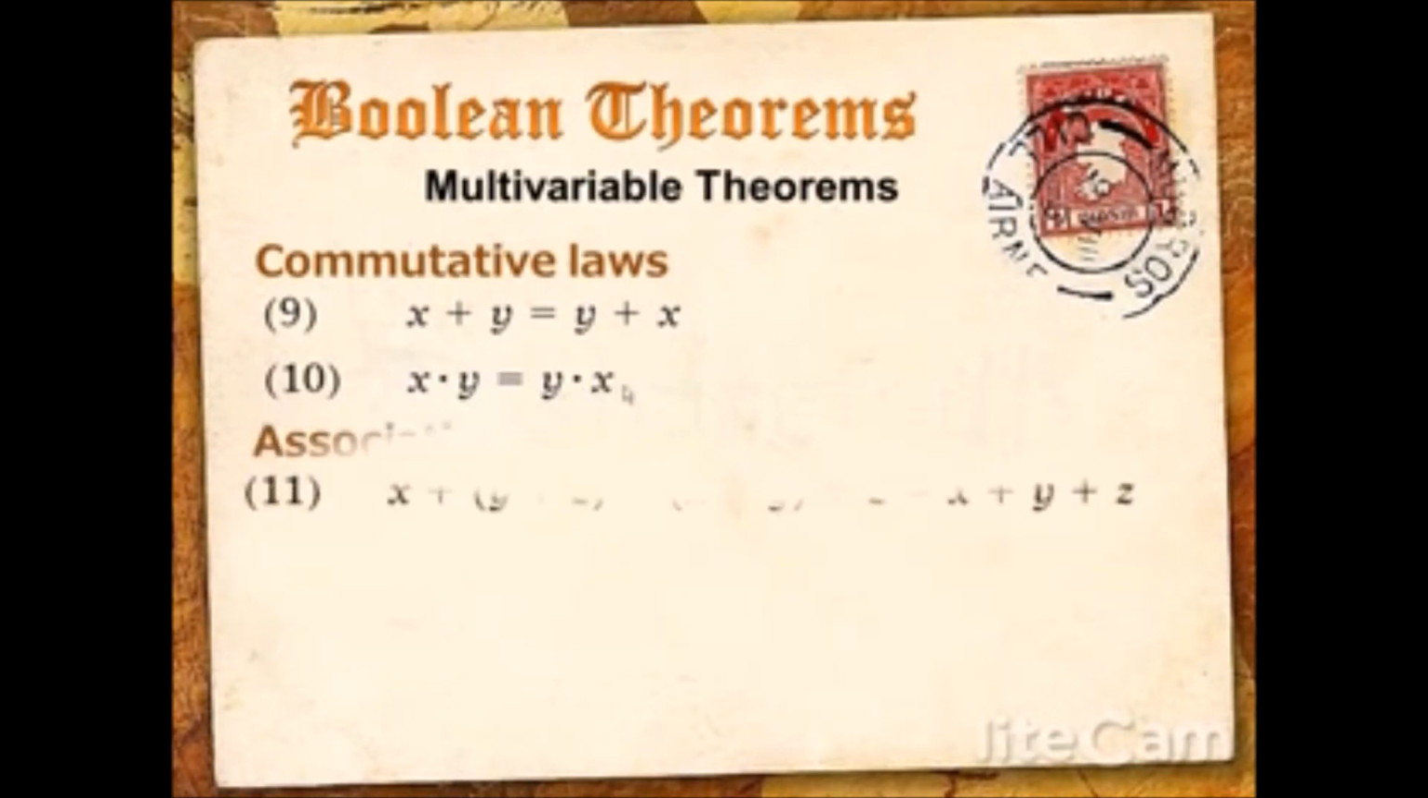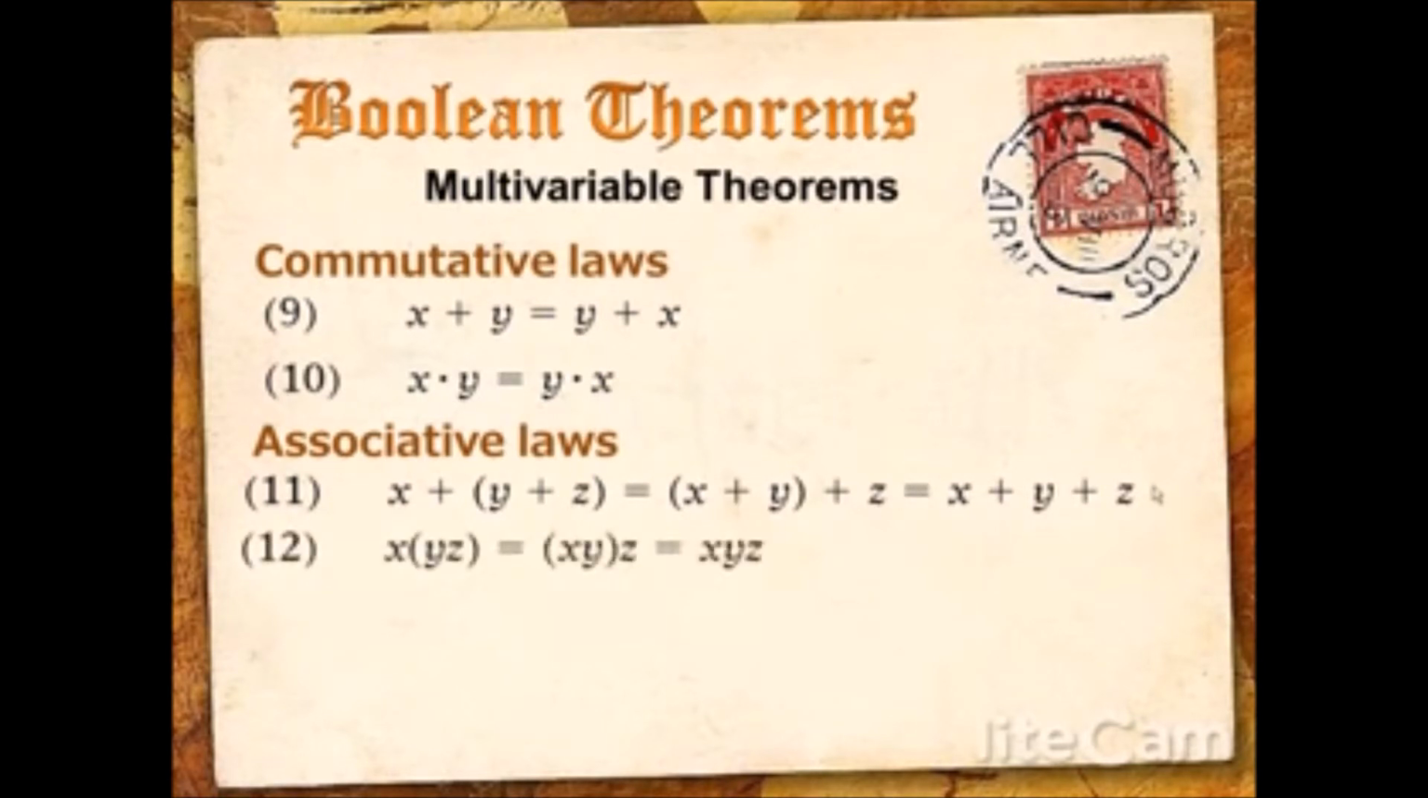Next is associative laws. In associative laws, Theorem 11 states that the output of x added with the addition of y and z inside a parenthesis will be the same as the output of x added with y inside parenthesis plus z. These outputs will also be the same as the addition of x, y, and z. Now Theorem 12 states that the product of x with the product of y and z inside a parenthesis is equal to the product of x and y inside a parenthesis with z, which is also equal to the product of x, y, and z.